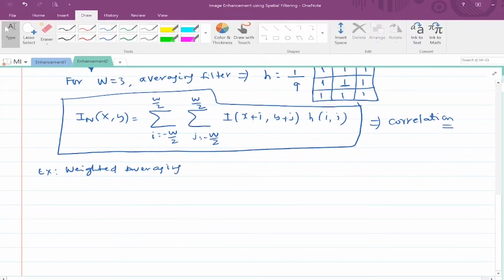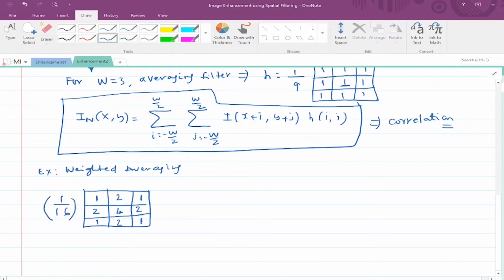So how could I write that? Since you know that a bit already from your signals and systems, I'm directly going to write it here. Least weight, let me write first. I want to give least weight to the diagonal elements, so I start there with 1. Then more weight to the immediate neighbors, so let me give 2, 2. Even more weight to the center, so let me give 4. Now what's the whole sum? 16. Again, you would like to normalize the whole thing, so you would multiply it by 1 by 16. This is one way of weighted average.